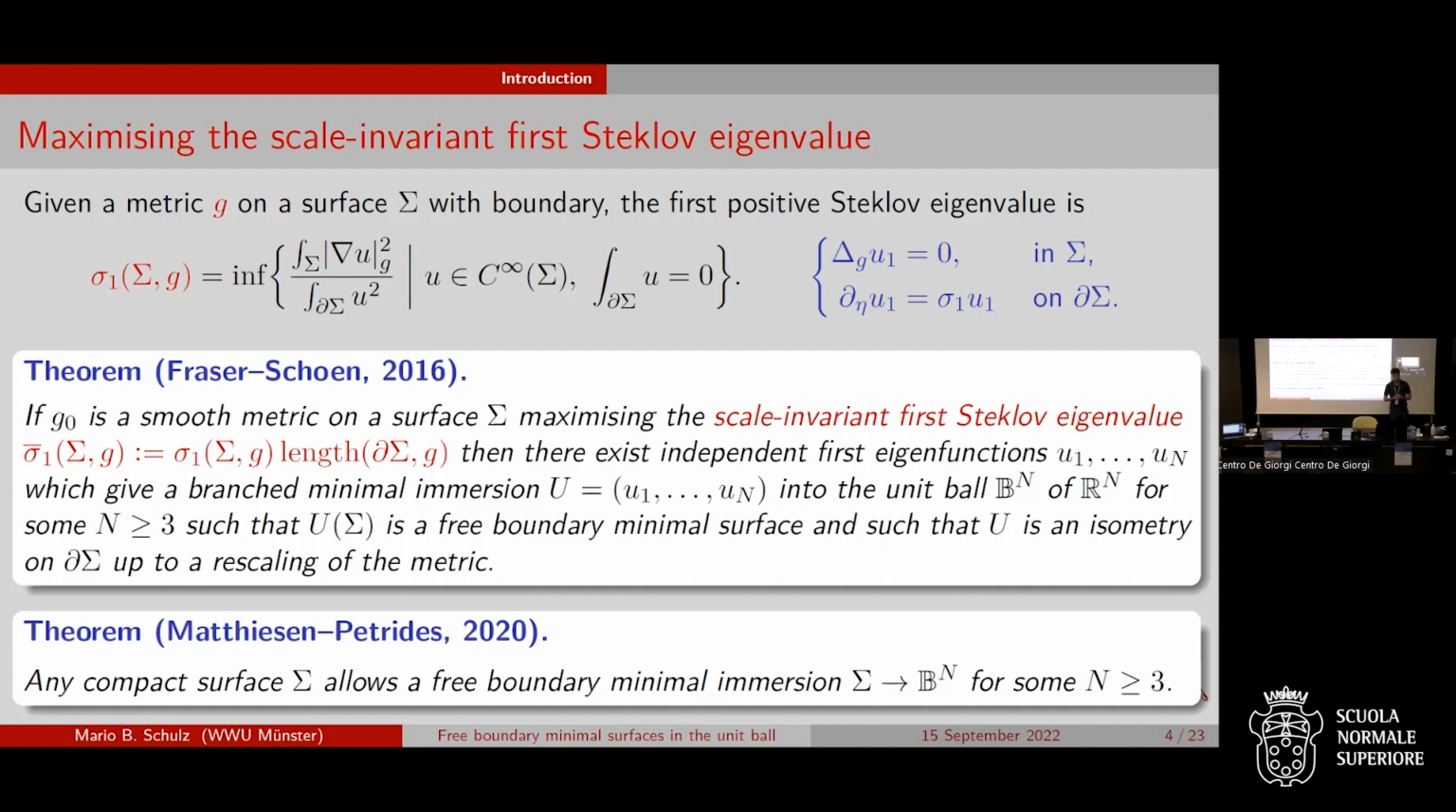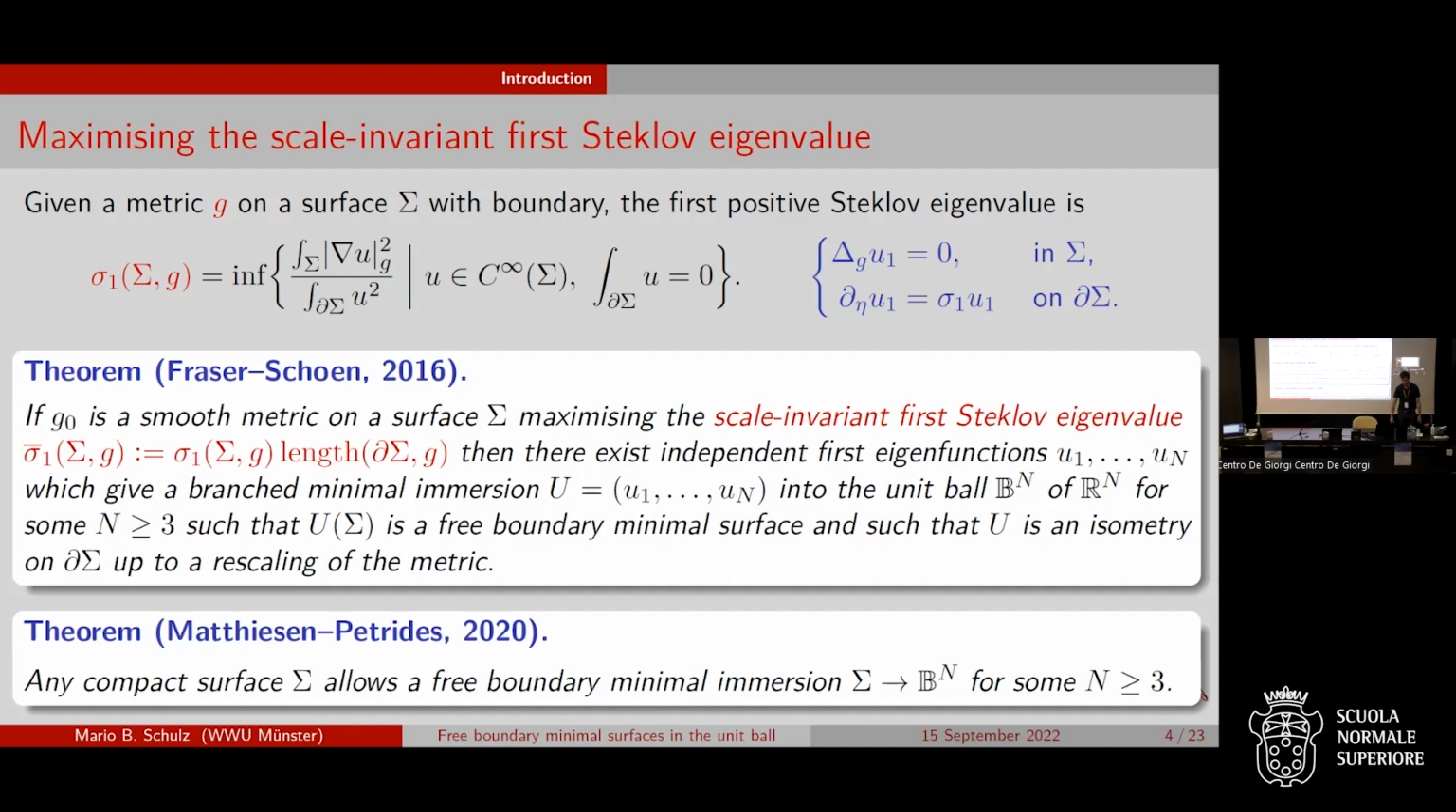Now, a follow-up theorem by Matthiesen and Petrides states that such a smooth maximizing metric always exists. Given any surface, you can find a smooth metric maximizing this first Steklov eigenvalue. And this means that, in principle, any compact surface allows a free boundary minimal immersion into a unit ball of some dimension. Let me stress, it's only going to be an immersion, and it might be a unit ball of higher dimension. So this answers the question in a more relaxed setting. You allow for immersions, you allow for codimension.